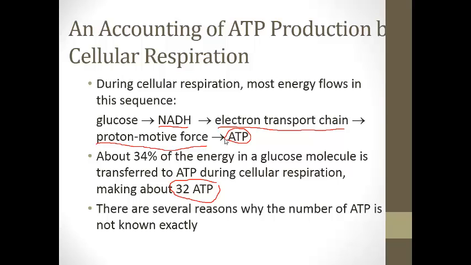So if we look at the three major products of aerobic cell respiration, you have carbon dioxide made as glucose is oxidized, you have water, and you have energy. In this case, we have a combination of ATP and heat that are produced.